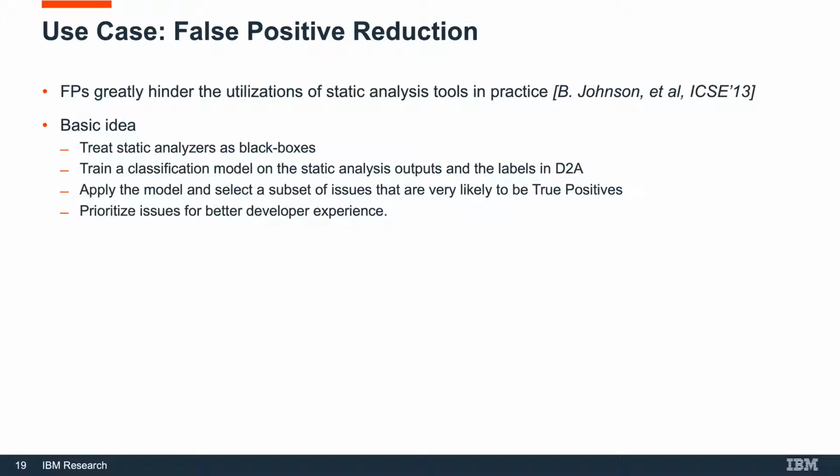Next, let's look at the use case of the D2A dataset, where we train a false positive reduction model to prioritize static analysis issues. Static analysis tools usually produce a lot of false positives, and these false positives greatly hinder their utilization in practice. Our basic idea is the following. We treat Infer as a black box and train a model. Then we apply the model and select the subset of the Infer issues that are very likely to be true positives. Then developers can review these issues first and move to the remaining issues if they have time.